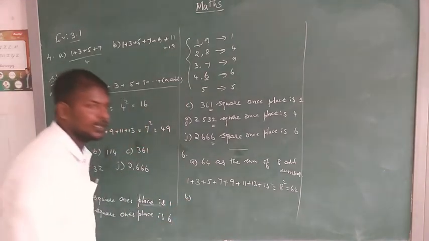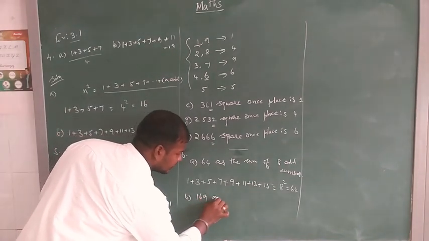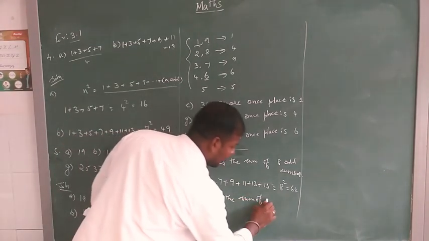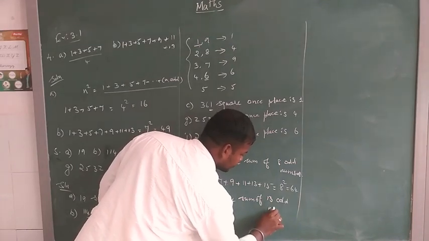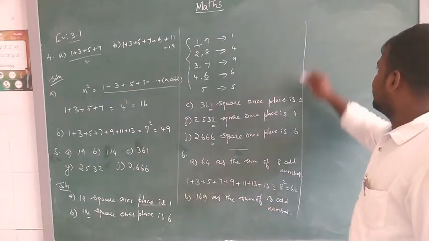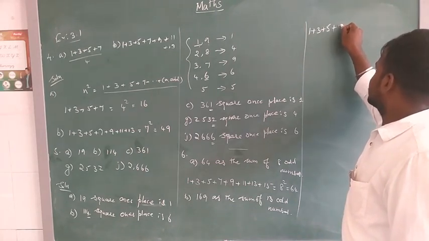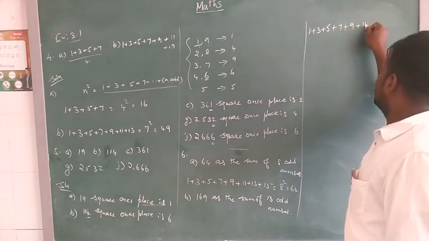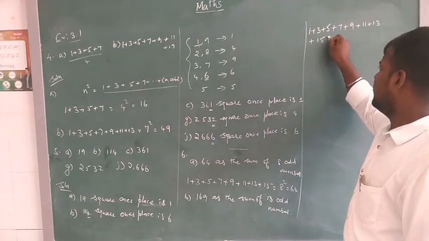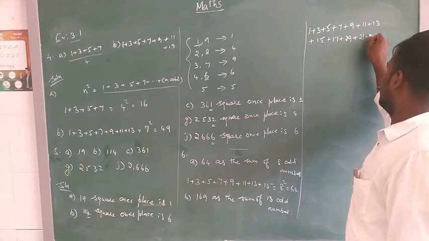Then what about the B problem here? The B problem is we want to express 169 as the sum of 13 odd numbers. So how can we express here? First 13 odd numbers: 1 plus 3 plus 5 plus 7 plus 9 plus 11 plus 13 plus 15 plus 17 plus 19 plus 21 plus 23.